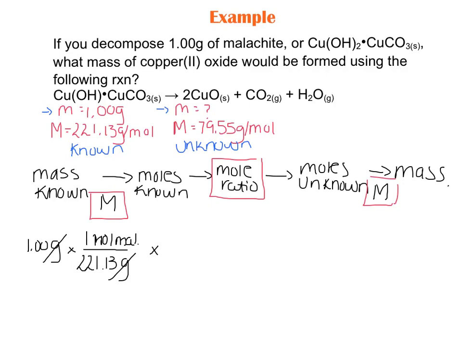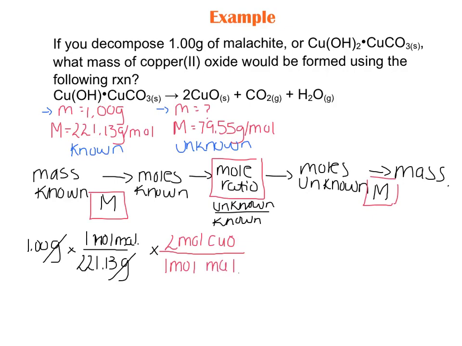So our mole ratio is unknown over known. So the moles of unknown is the coefficient in front of the unknown. So that will be 2 moles of copper oxide. Now I always like to write my compounds in here so I don't get too confused, because we talk about a lot of moles. All right, all over the moles of my known. So that was my malachite, what I started with. So that was 1 mole of malachite.